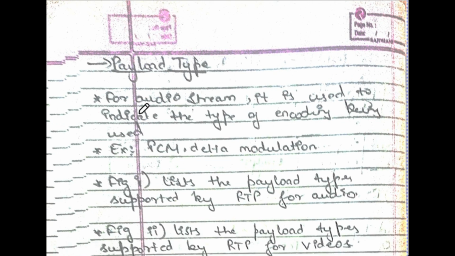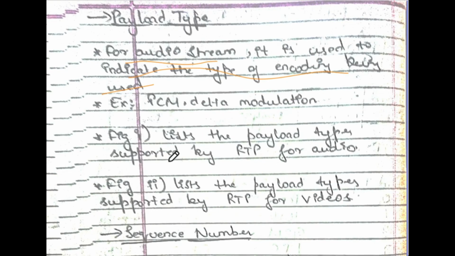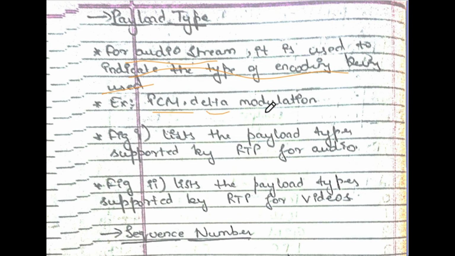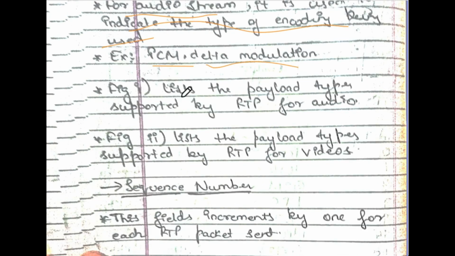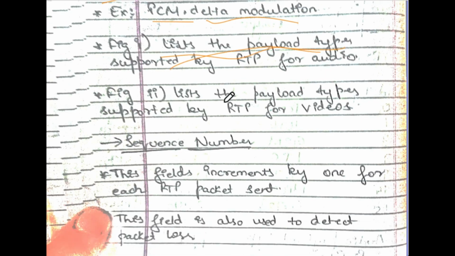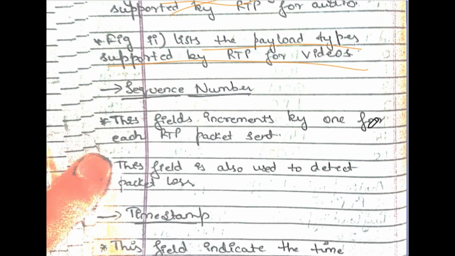Payload type for audio stream. It is used to indicate the type of encoding we are using, like PCM or delta modulation. These are types of encoding. Figure 1: list of payload types supported by RTP for audio. Figure 2: list of payload types supported by RTP for videos.